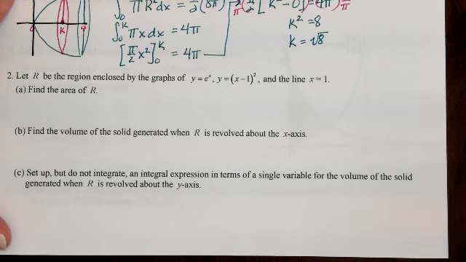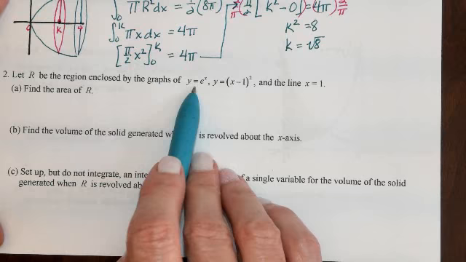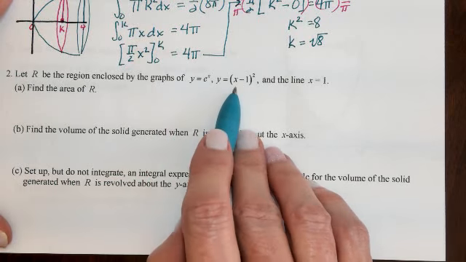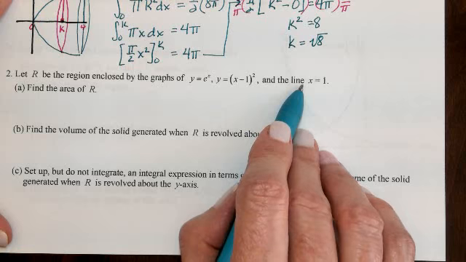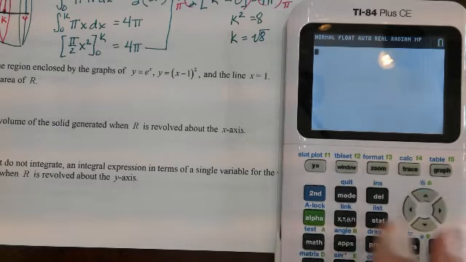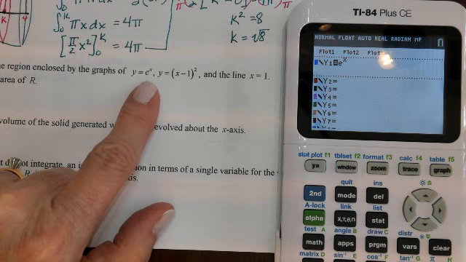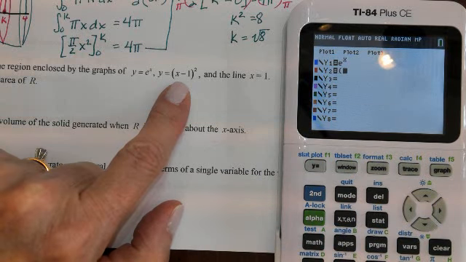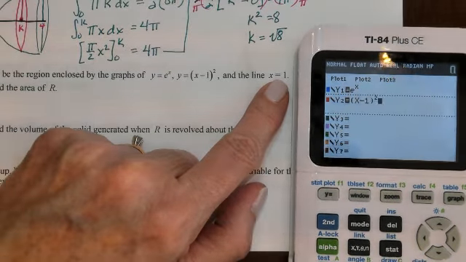Okay, got my calculator. Alrighty, so let's see. In number 2, it says let R be the region enclosed by the graphs of y equals e to the x and y equals x minus 1 squared, and the line x equals 1. That's a vertical line, x equals 1. So let's see what we're talking about here. I'm going to go to my y equals e to the x and x minus 1 squared. I can't graph x equals 1, I just have to know where that is, right?